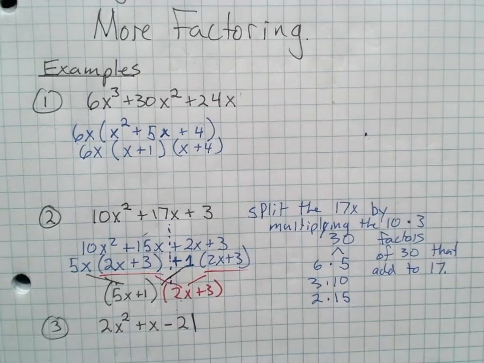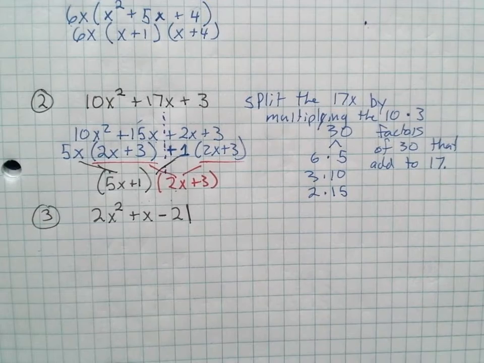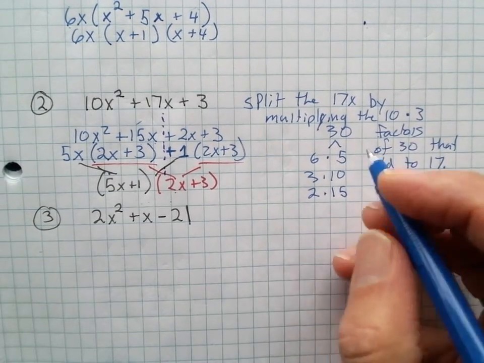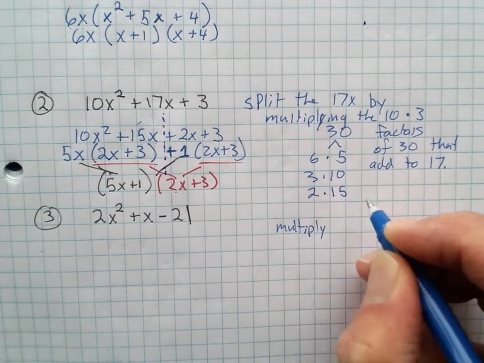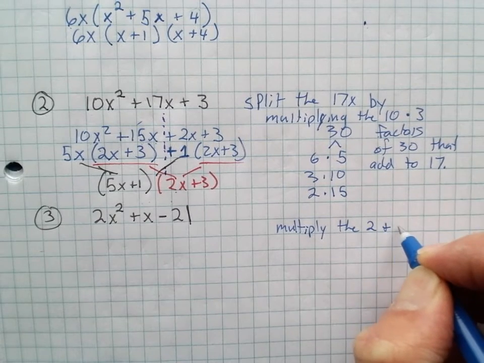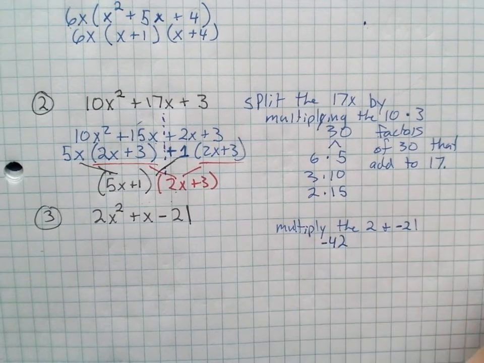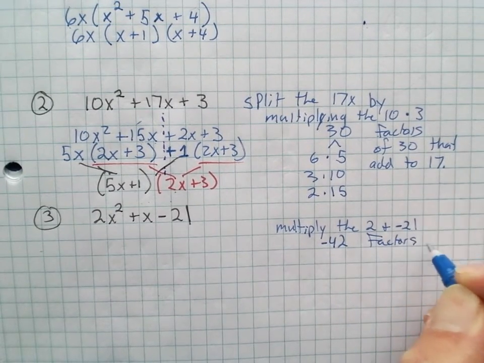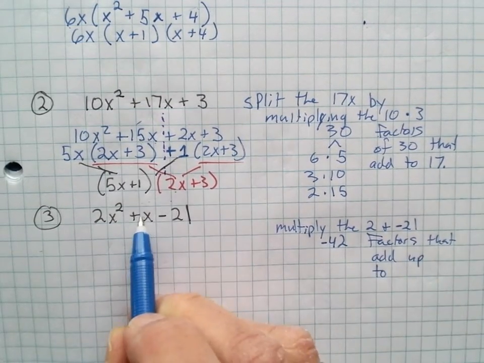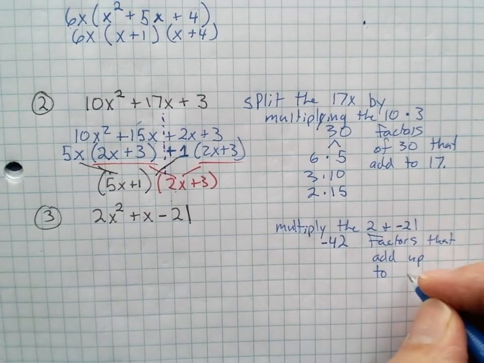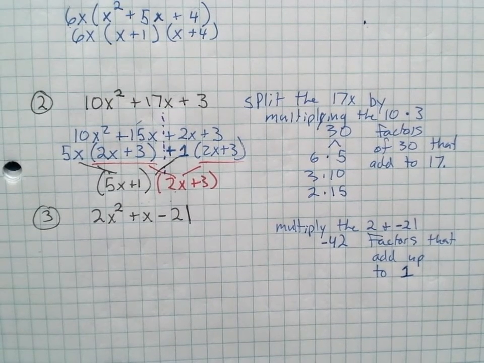Takes us to the second one, or the third example, okay? Third example is the same thing. You want to go ahead and multiply the 2 and negative 21, which is negative 42, and you want to do factors that add up to, not 0, there's 1x there, add up to 1. So I need factors of negative 42 that add up to 1.